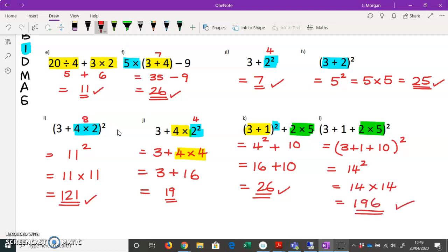That was how to do calculations, looking at the order of operations. I'm going to set you some written work on some sheets, and after that you'll find a Hegarty task testing your understanding. Thank you very much for listening, and good luck with the work.